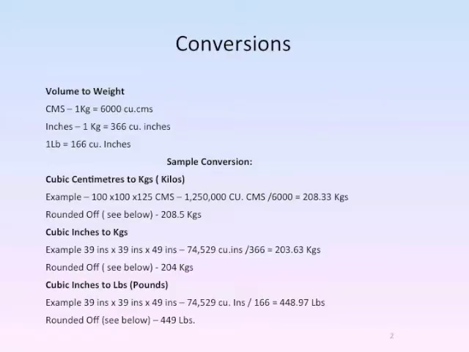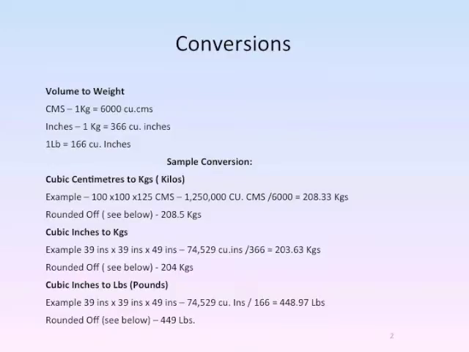Cubic centimetres to kilos. Example. We multiply 100 by 100 by 125 centimetres. This gives us cubic centimetres. Divide this figure by 6,000 and this equates to 208.33 kilos. We round up by half a kilo, so this becomes 208.5 kilos.